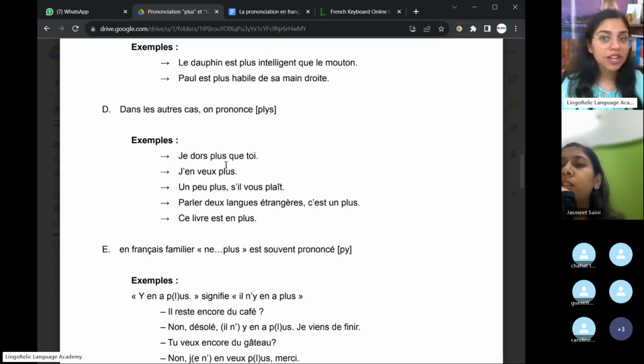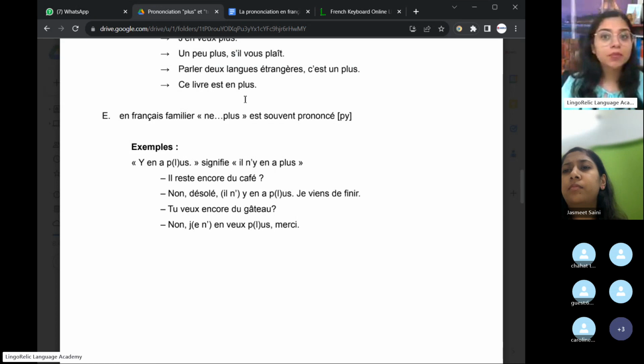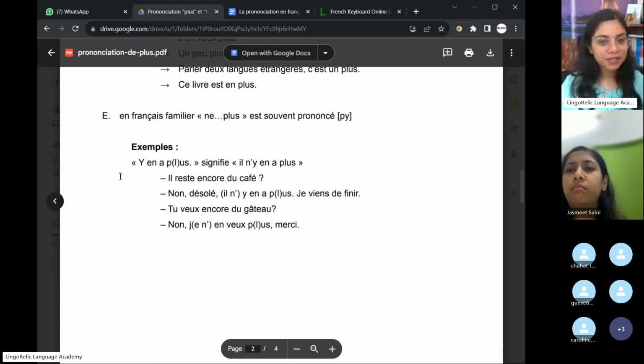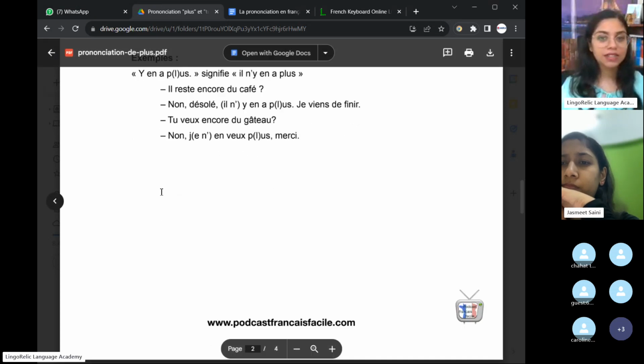Parler deux langues étrangères, c'est en plus. To speak two foreign languages, it's a plus, it's a forte, it's a plus as in it's a strength. Ce livre est en plus. Ce livre est en plus. This book is extra. And then you have ne plus et souvent prononcé plus. Sometimes plus में ल को भी silent कर देते हैं, but वहां तक अभी ना जाइए, please. This we will take up later sometime, okay? So y'en a plus, y'en a plus. This is more like a slang that the French natives say, okay? So y'en a plus as in there's no more of it, okay? So that's the only thing I'll explain for now.